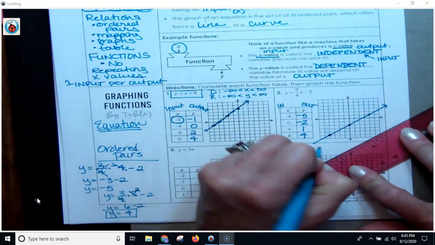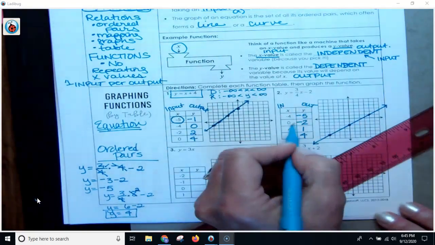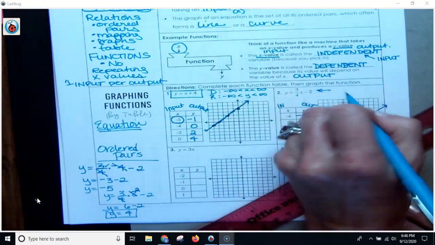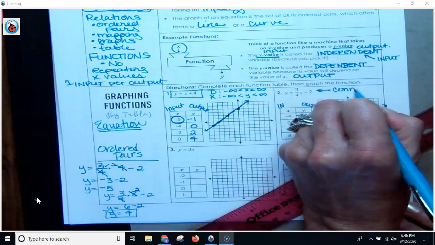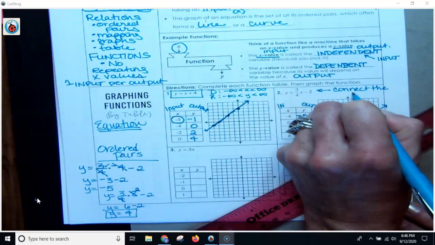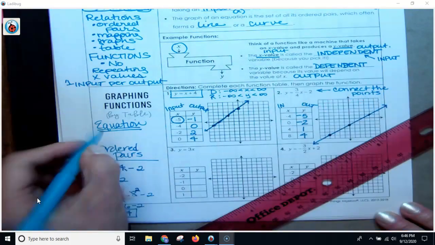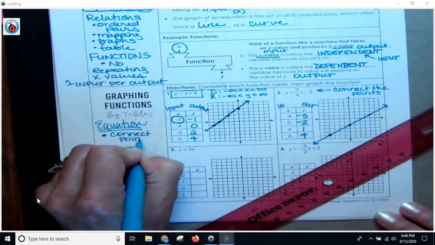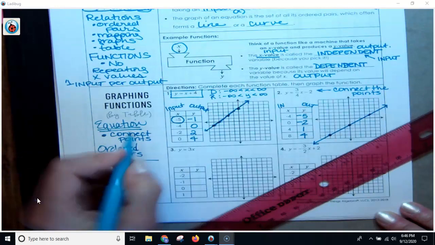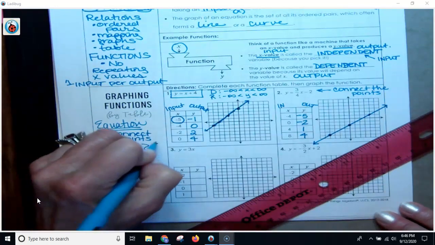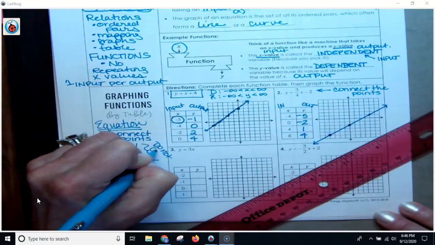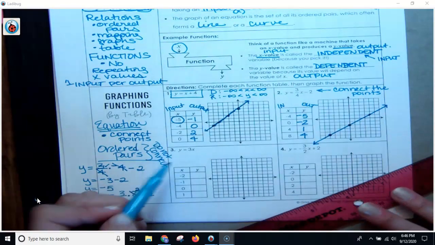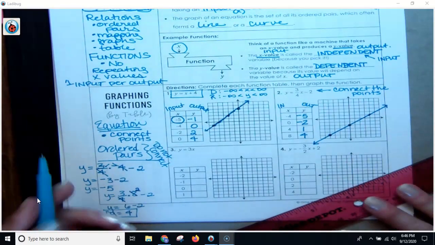If it was just the table, I would only have those points. But since it's an equation, I can connect the points. And I should have written that over here. Connect the points. Whereas the ordered pairs do not connect. Do not connect. If it's just ordered pairs. All right. Now, if you have questions about that, please bring it up.